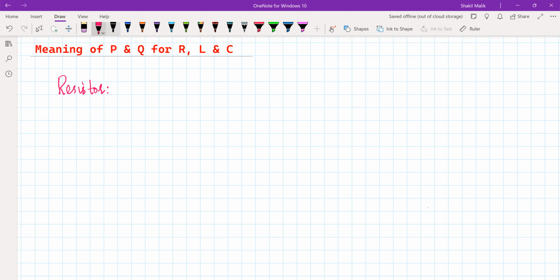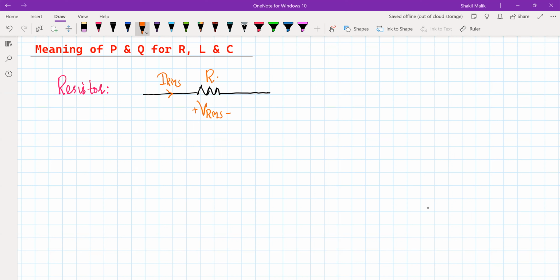So if we have a resistor, we are given simply the voltage across the element as Vrms. This time we'll consider the RMS values, so we are given the voltage and currents in terms of RMS values. Now you can take the maximum values, peak values, as well. There is nothing to do; the only thing is you have to use a different definition of Q and P.